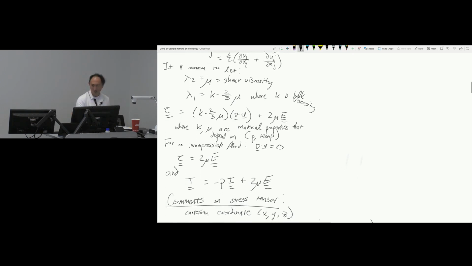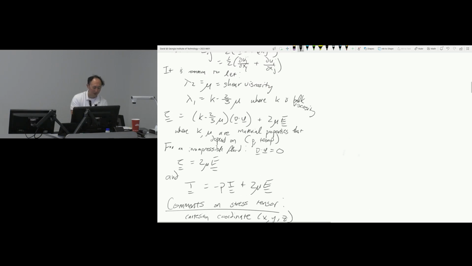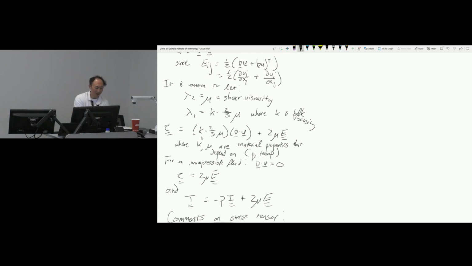What I want to start with today is talking a little bit about why they have k minus 2/3. Why do we even do this? Why don't we just have lambda 1 equal k? Does anyone know by chance? Yeah? I think it's a Stokes approximation that we assume k is equal to 2/3 mu. Possibly.